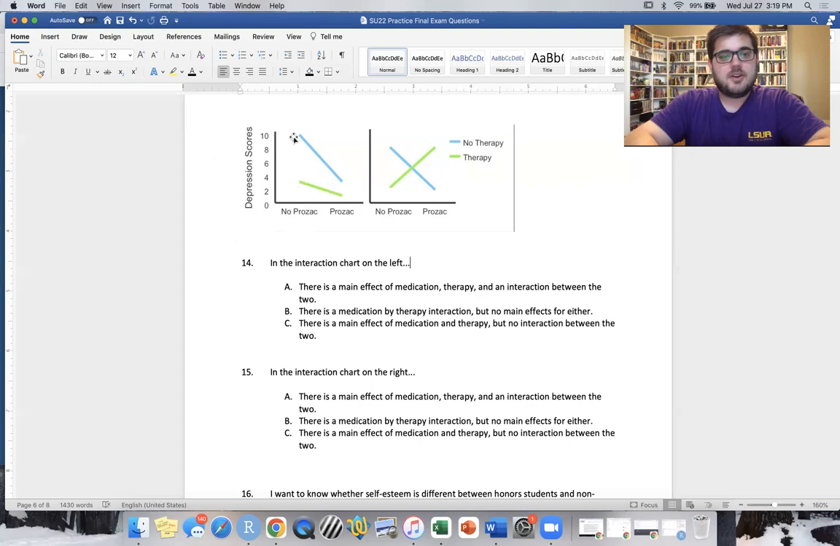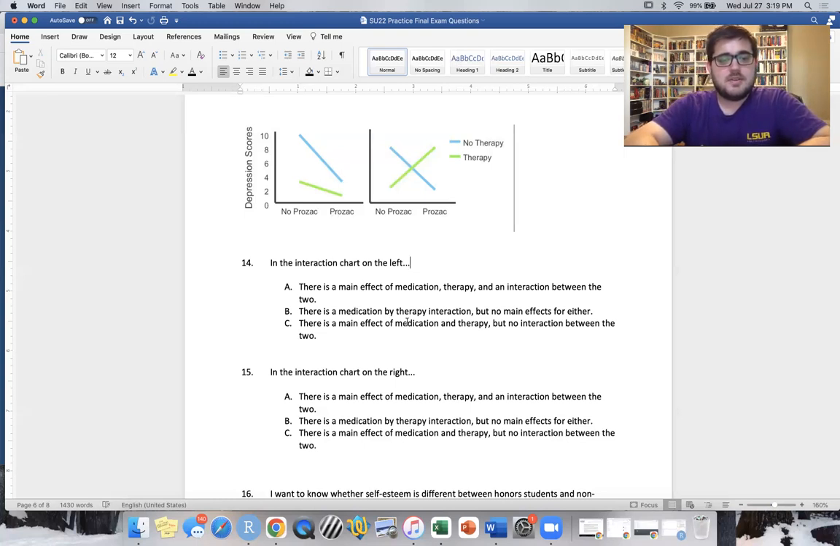The effects of therapy on your depression would work the same regardless of whether you're on Prozac. That would be what causes parallel lines and independence, no interaction. But that's not the case. The lines are not parallel. It looks like the effect of Prozac on depression is different depending on whether you're in therapy or not. Vice versa, you could say that being in therapy affects your depression differently depending on whether you're on Prozac or not. So there is an interaction.